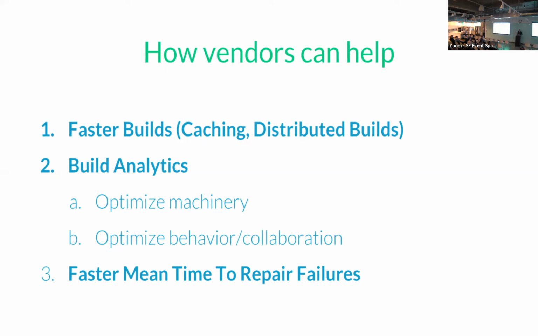And the third thing is faster mean time to repair failures. The CI build is broken. Why? The local build worked. The CI build is failing. How often I had to ask myself that question, and the only friend I have is the console output on Jenkins or whatever you're using. So we can do better than that, and we will talk about that later.